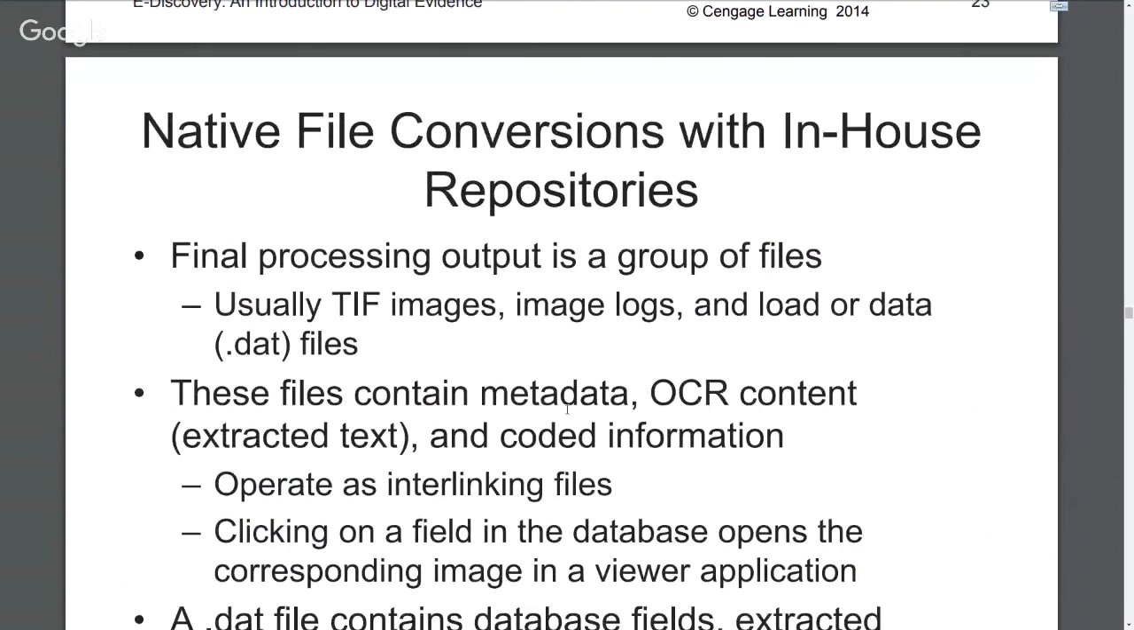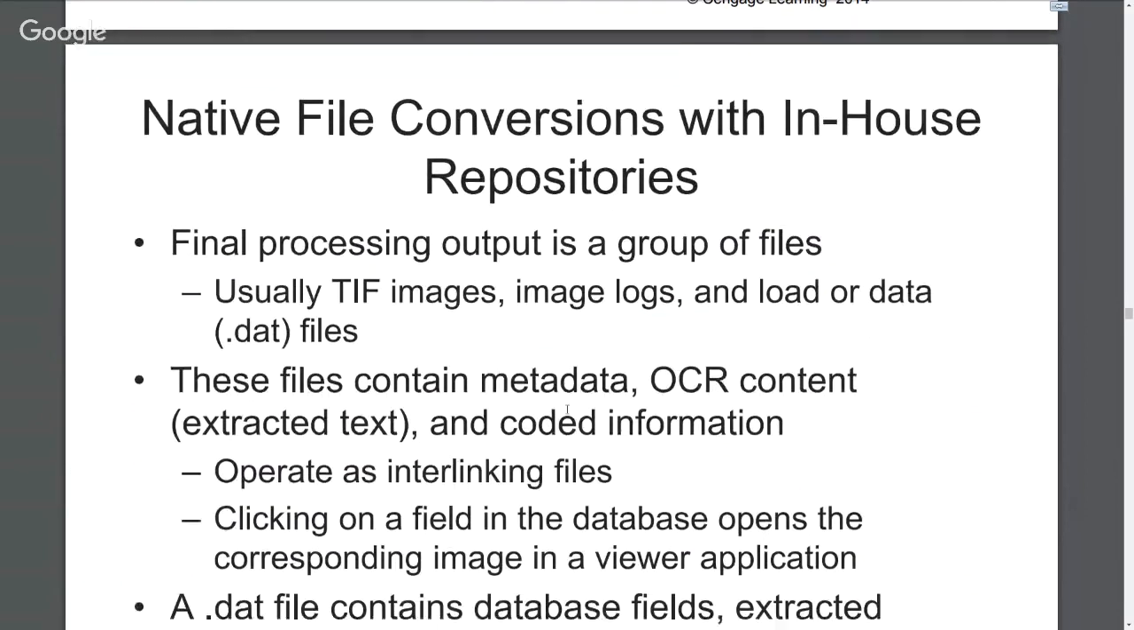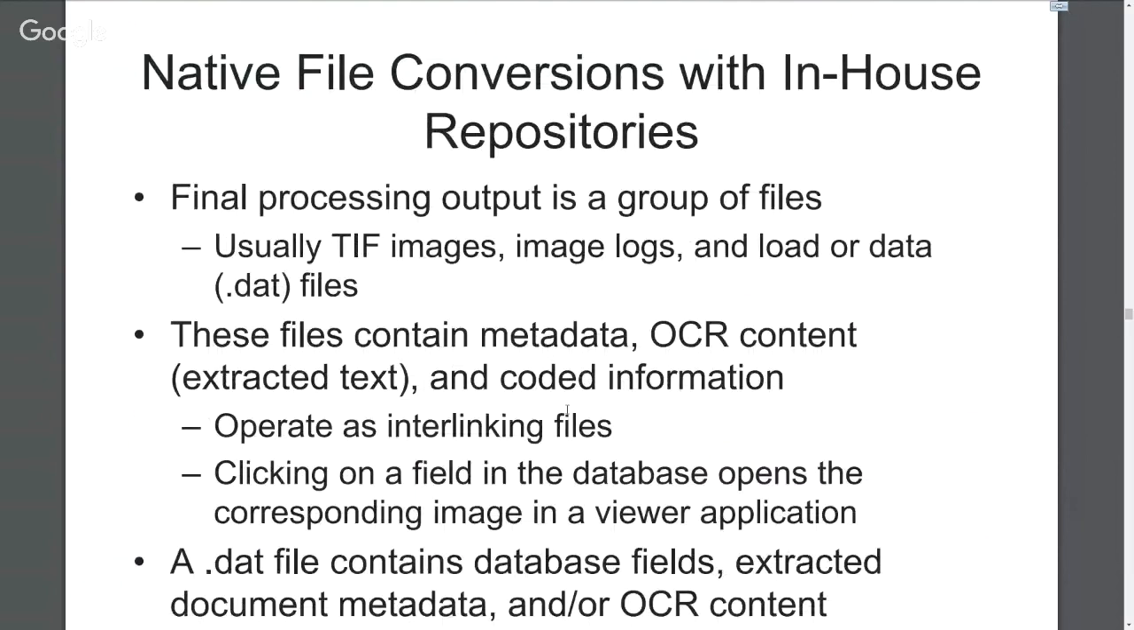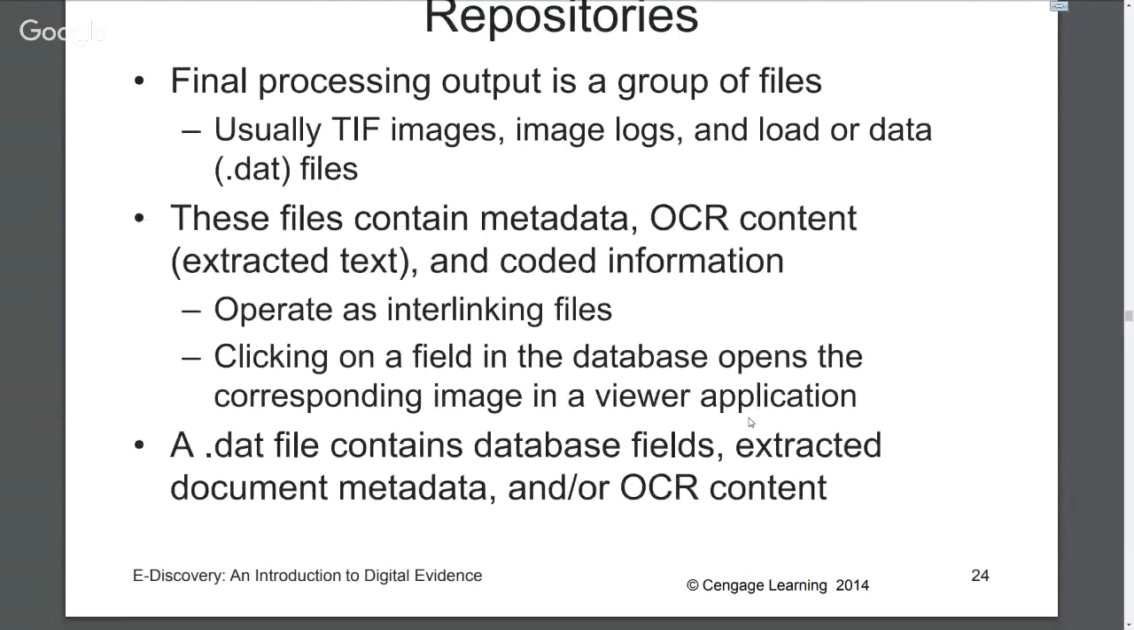Again, the final processing output is a group of files: TIFF, image logs, and load data files, or .dat. These files contain metadata, optical character recognition, extracted text, and encoded information, and operate as interlinking files, so one connects to the other, and so on. Clicking on a field in the database opens the corresponding image in the viewer application. So the Ken Lay document that we looked at earlier could be linked to another accounting form, which could then be linked to an HR form, and vice versa, and back and forth they would go.